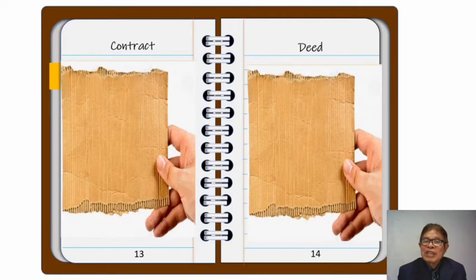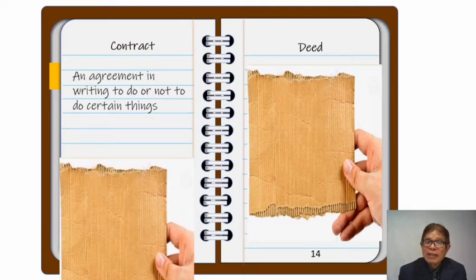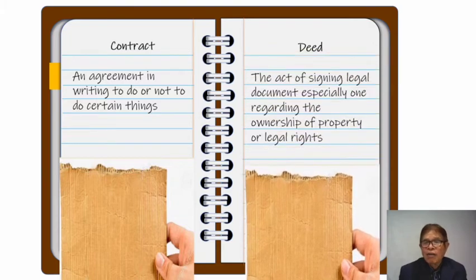What is the difference between contract and deed? A contract is an agreement in writing to do or not to do certain things, while deed is the act of signing legal document, especially one regarding the ownership of property or legal rights.